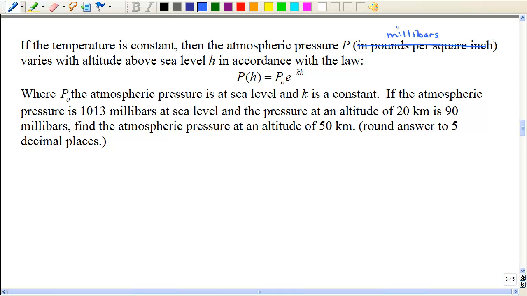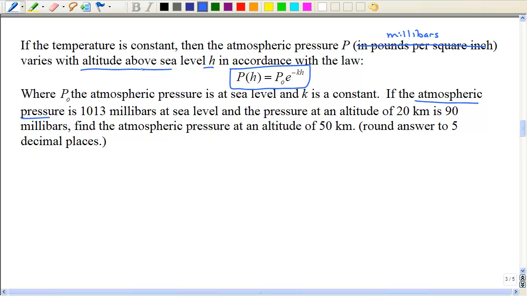All right, here is another situation using that same model. It says that the temperature is constant, the atmospheric pressure, this one's measured in millibars, varies with the altitude above sea level, H, in accordance with this model. So notice they've used P's instead of Q's. They've used H instead of T.